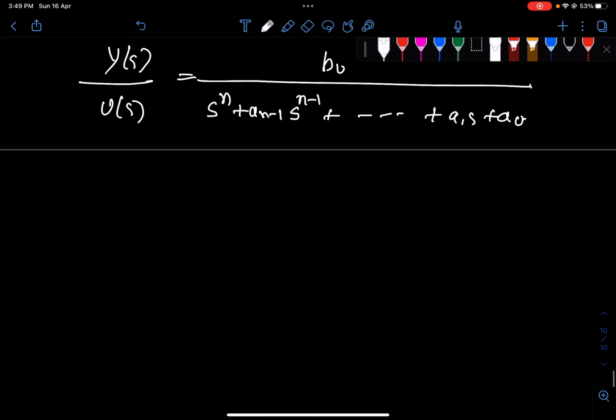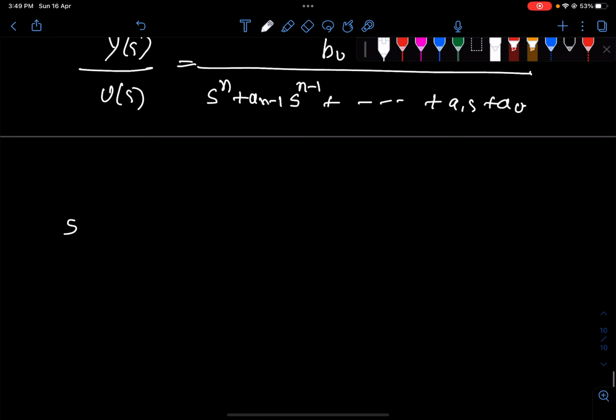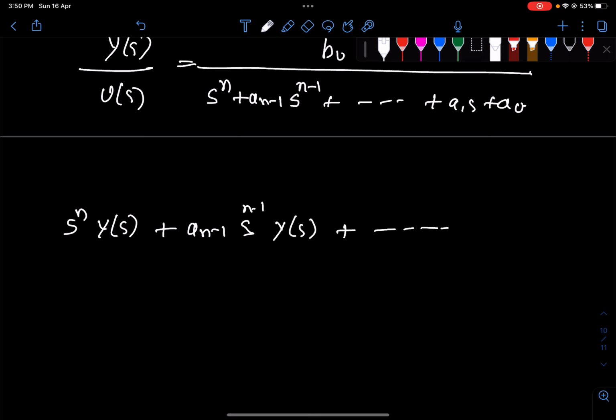So for that, just cross multiply this equation. It will be s to the power n Y of s plus a(n-1) s to the power n minus 1 Y of s, it goes like this, a1 s Y of s plus a0 Y of s equal to b0 U of s, right?